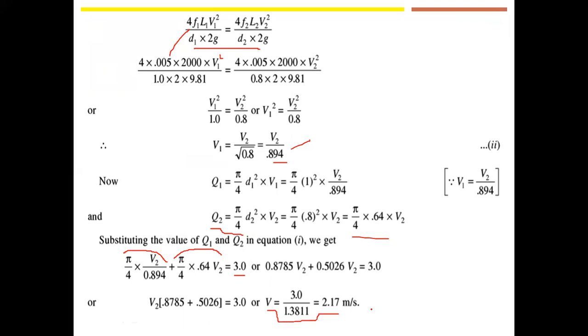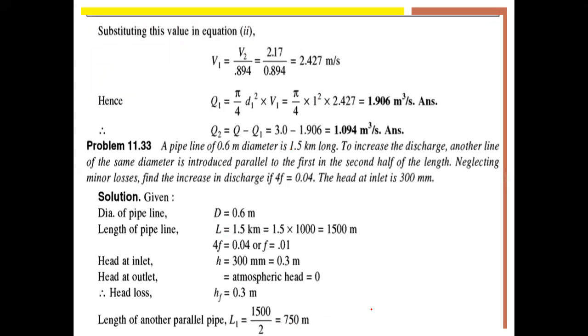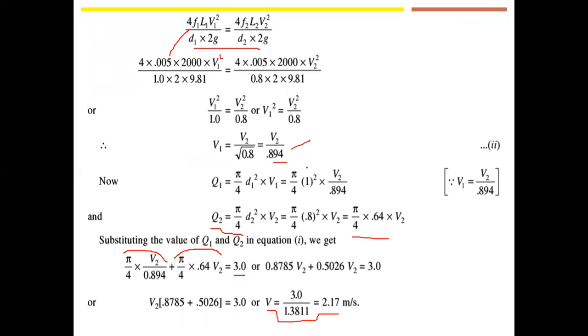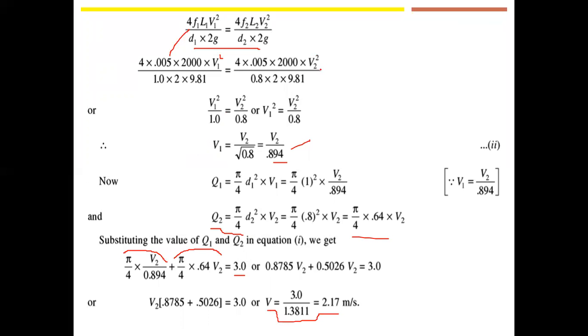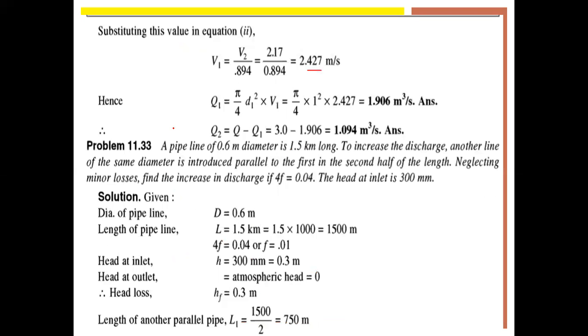That is a velocity. Now ఏం చేయాలి? Now substituting this value in equation 2. Then what is equation 2? This one. Now substituting this value, V1 is equal to V2 by 0.894. Therefore 2.17 by this one, value of V1 is equal to 2.427. This one is V2. Now we got V1 value and V2 value.